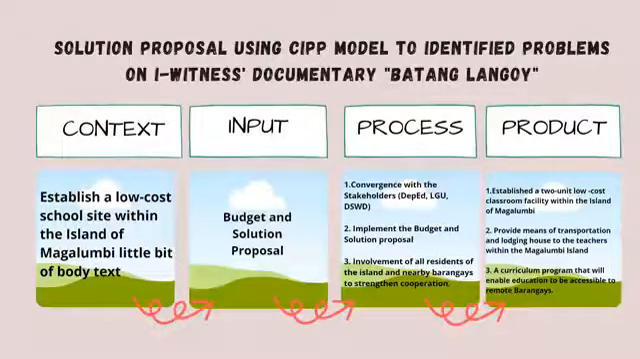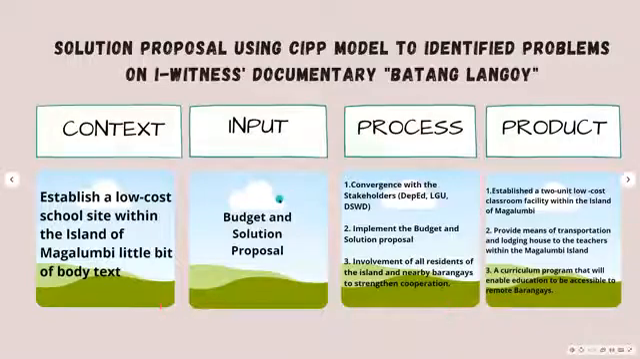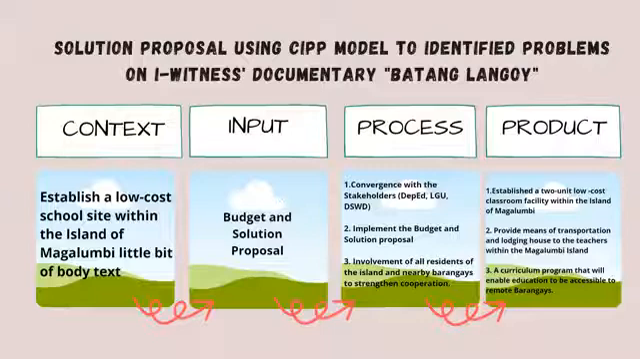As you can see on the presentation, what is presented there is a concrete example of how David Stufflebeam's CIPP model works. The evaluation model would help us solve the identified problem in the documentary, which is the lack of school infrastructure at Magalumbi Island.